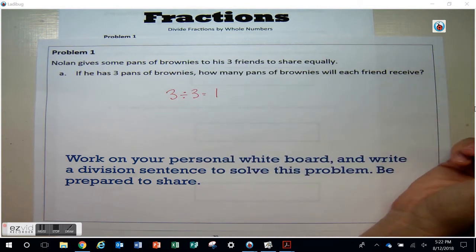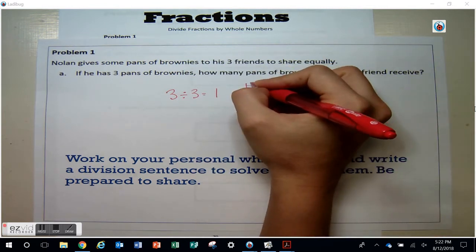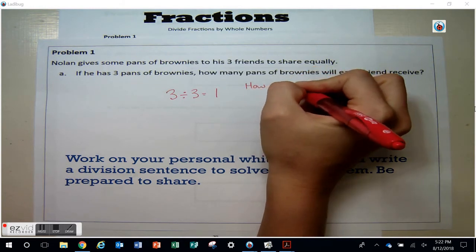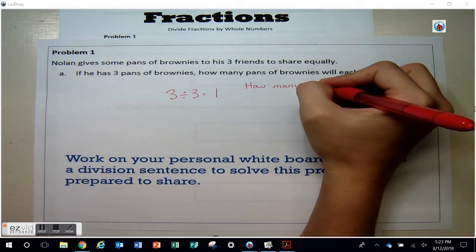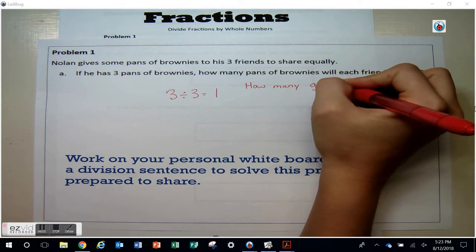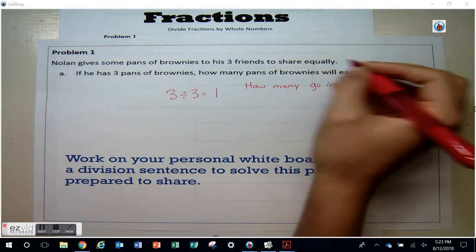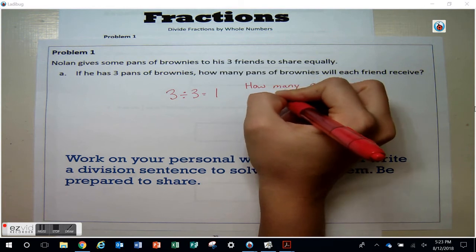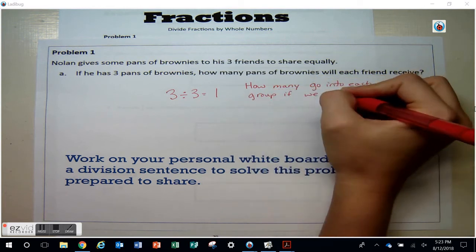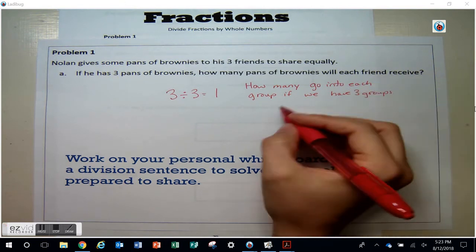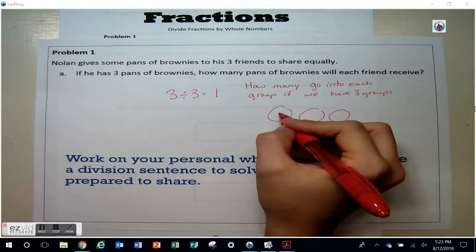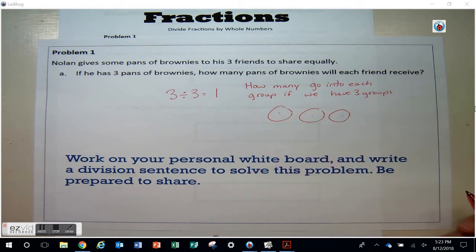In this case, we're saying how many go into each group if we have 3 groups. 1, 2, 3. We have 1, 2, 3 pans of brownies, so each friend would get 1.